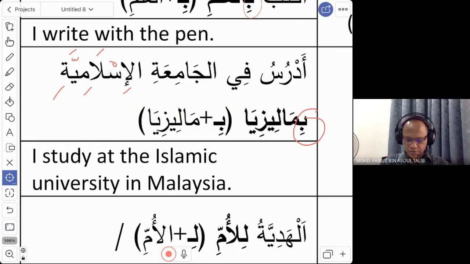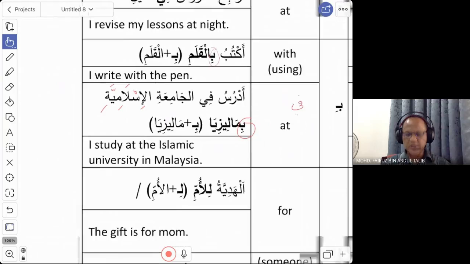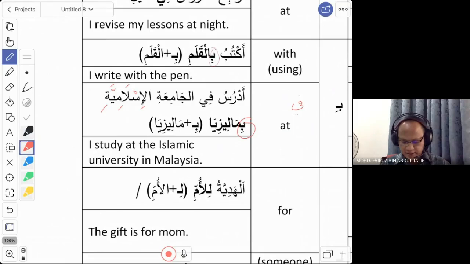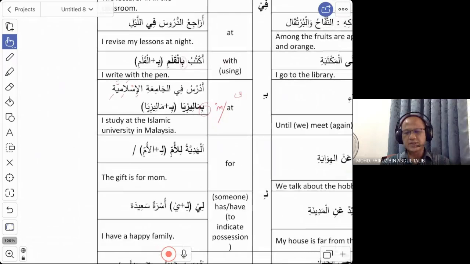This is how you join the two. B, one word, and Malaysia. So you just join them. B, Malaysia. So these are the two meanings for the word be: with or using, and another one is in or at. Depends, in or at. Any questions?